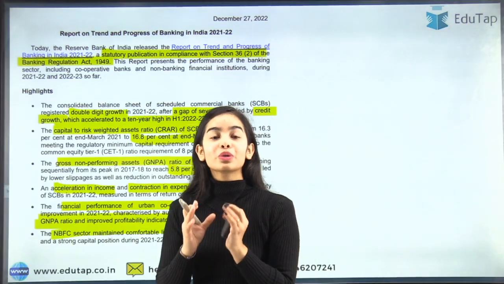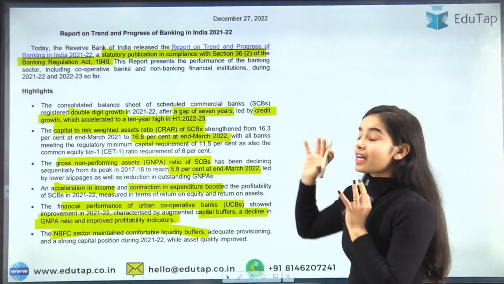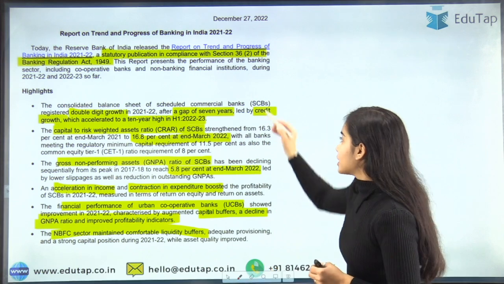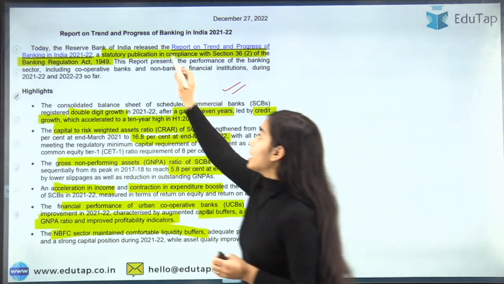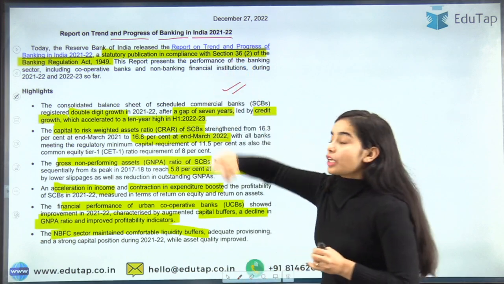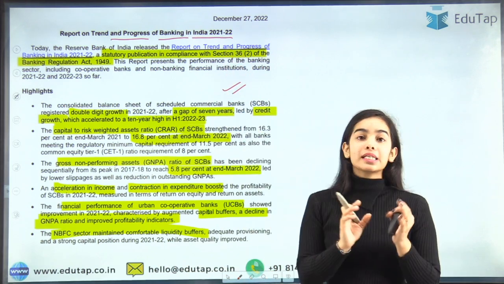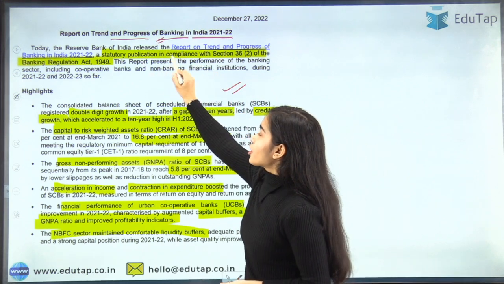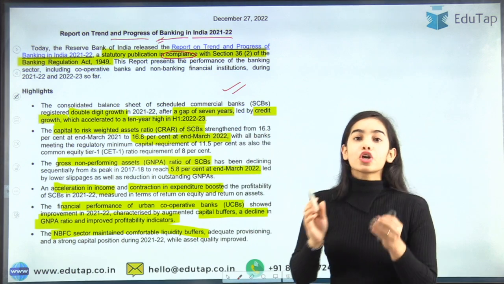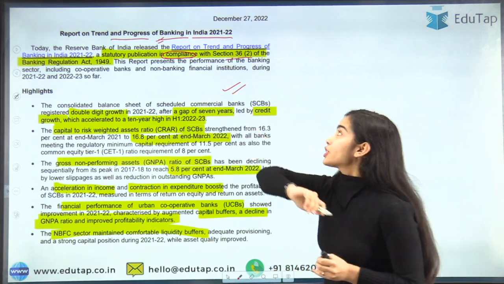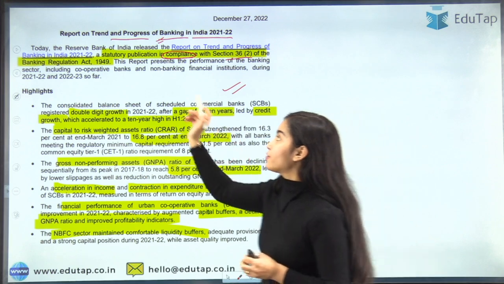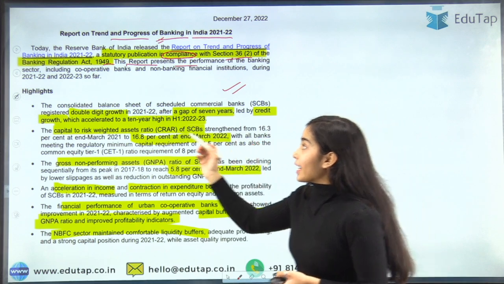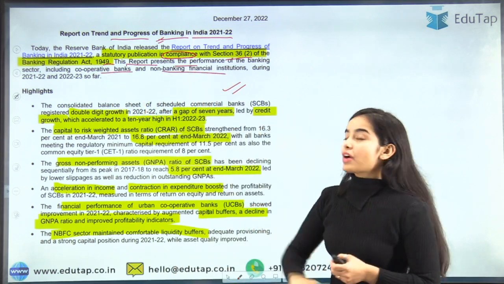Okay, so now coming to today's topic, that is regarding the highlights given by the Reserve Bank of India. The RBI has released the highlights for the report on trend and progress of banking in India 2021-22. This is a huge report released by the Reserve Bank of India, in compliance with section 36(2) of the Banking Regulation Act 1949, and this report presents the performance of the banking sector, including the cooperative banks and the non-banking financial institutions.